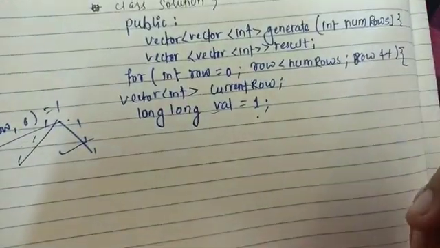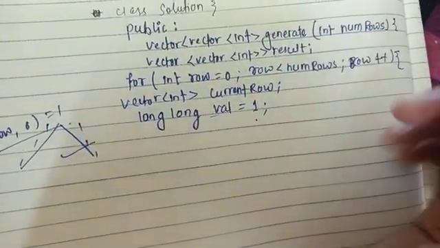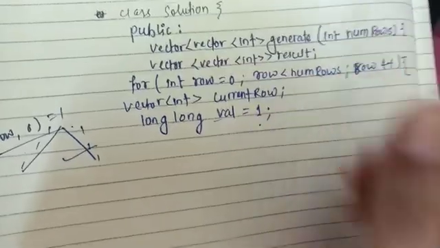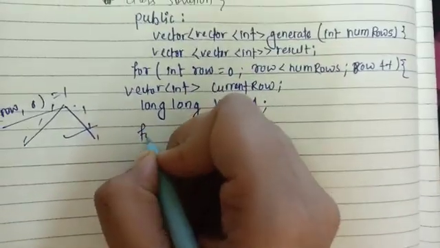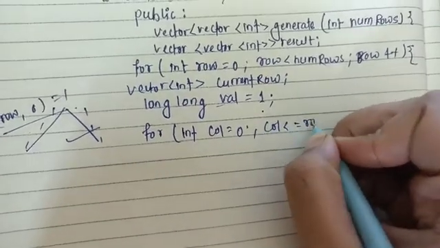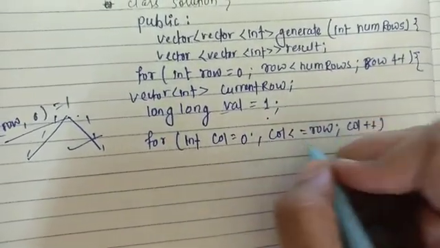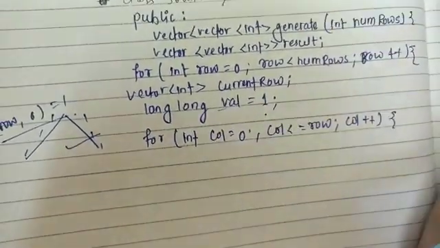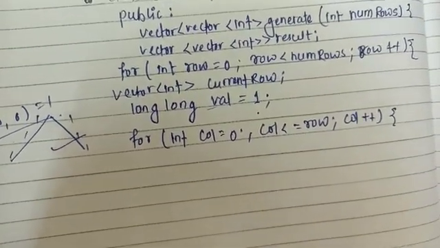And why have we used long? To safely hold the intermediate multiplication results. That's why we use long. Now again we will take the next loop: for int column equals 0, column less than or equal to row, and we will increase the column until we reach the row. Why? Because for this row we need row plus 1 entries.